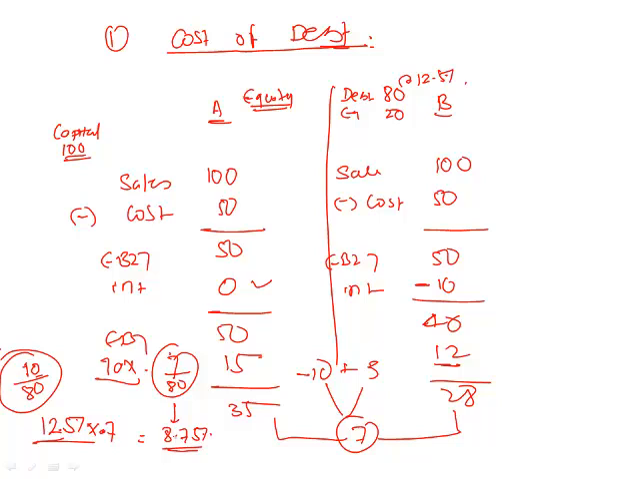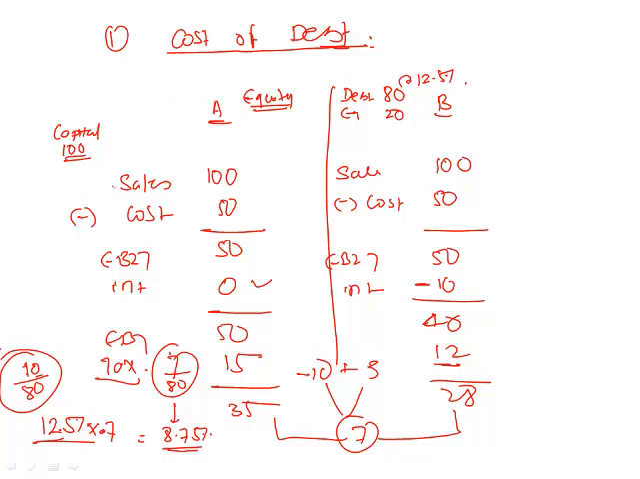So also write down the effective cost of debt formula. Effective cost of debt is equal to interest rate into 1 minus tax rate, with 1 minus tax rate in brackets. Okay then, so cost of debt is done.